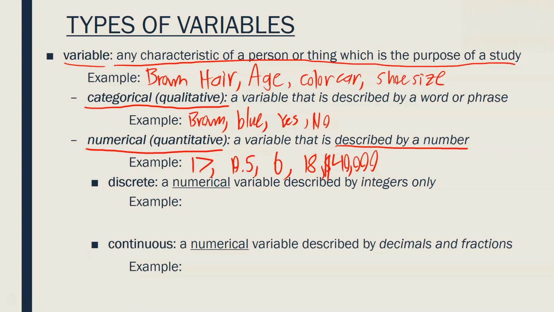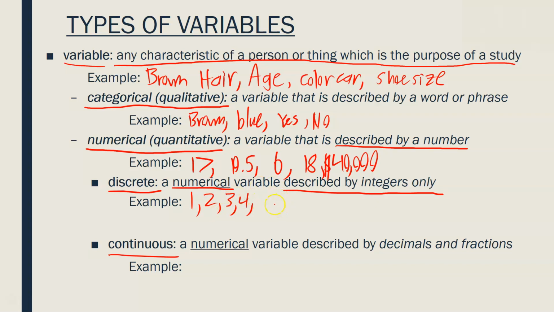Okay, when we're talking about numerical variables, there's a couple different kinds of numerical variables. Discrete variables are numerical variables described by integers only. When I say integers only, that's like 1, 2, 3, 4, 5, 6, 7, 8, 9, 10. So like age, for example. I'm either 1 year old, 2 years old, 3 years old, 4 years old, 17 years old, 18 years old, 19 years old, etc.